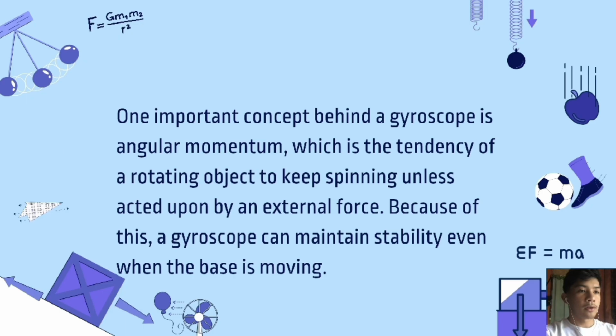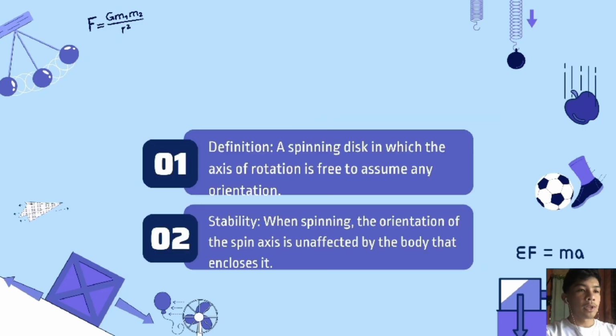Let's go to the concept of angular momentum. One important concept here is angular momentum. Angular momentum is the tendency of a rotating object to keep spinning unless an external force acts on it. So if there is no disturbance, it will really keep spinning. Stability. A gyroscope is defined as a spinning disc where the axis of rotation can move freely in any direction. When it's spinning, its orientation remains stable even if the base is moving. That is why it is stable.